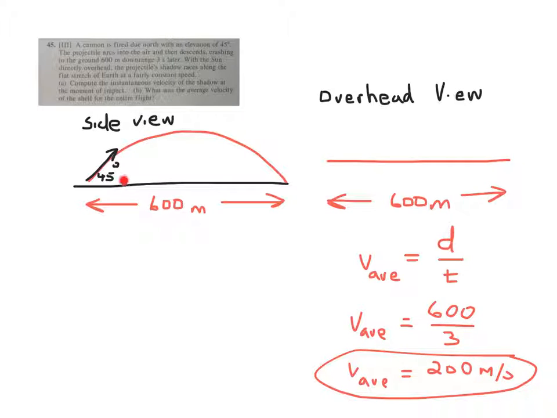But the shadow is always going that speed sideways, horizontally. So that is the answer to parts A and B. The instantaneous velocity at all times is this. The average velocity sideways, horizontally, is always that. And that's the answer for parts A and B.